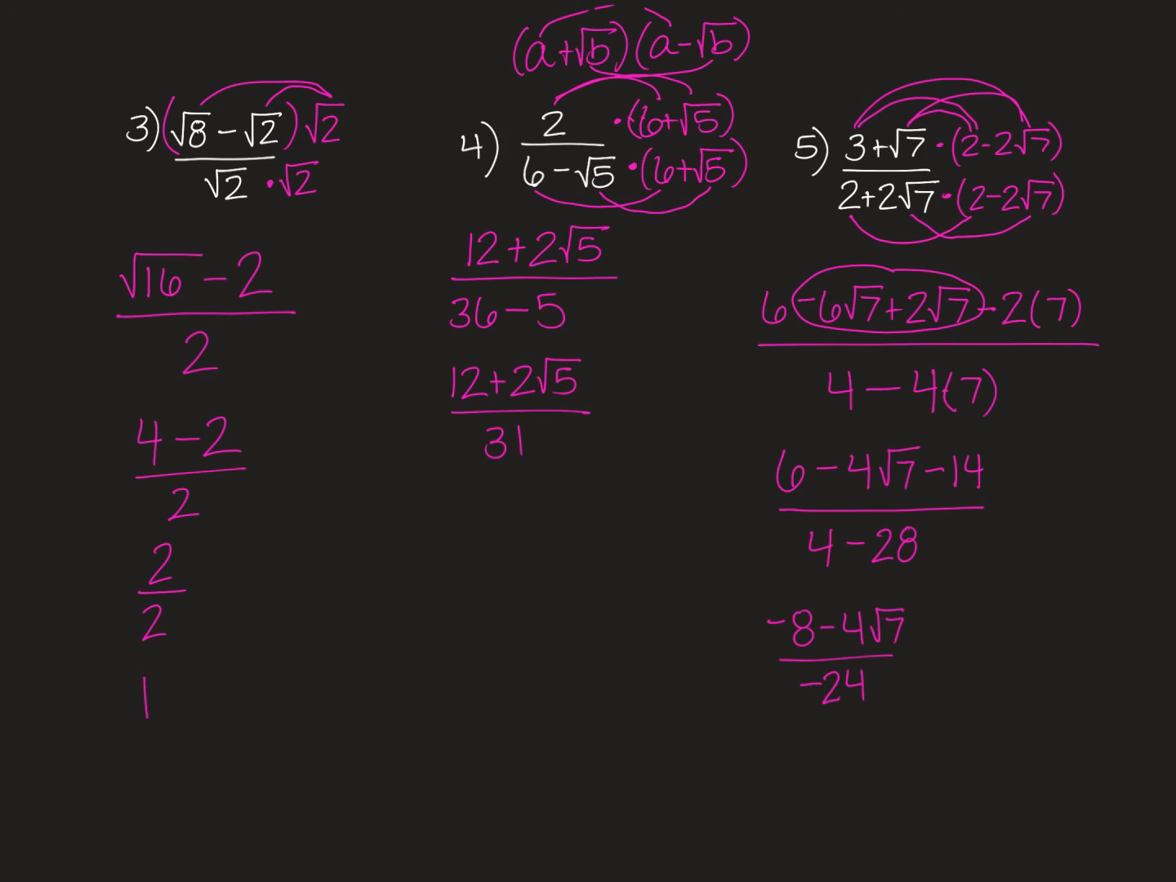So negative 4 goes into negative 8 twice. Negative 4 goes into negative 4 once. Negative 4 goes into negative 24 6 times. So our resulting radical is 2 plus square root of 7 divided by 6.